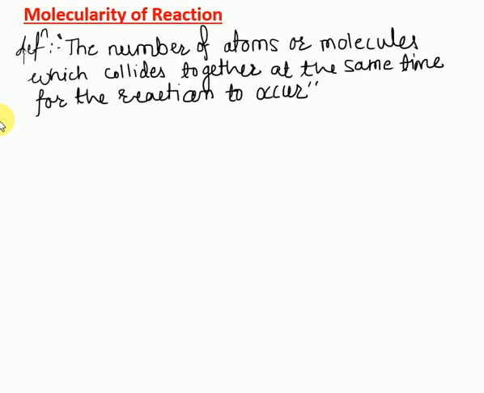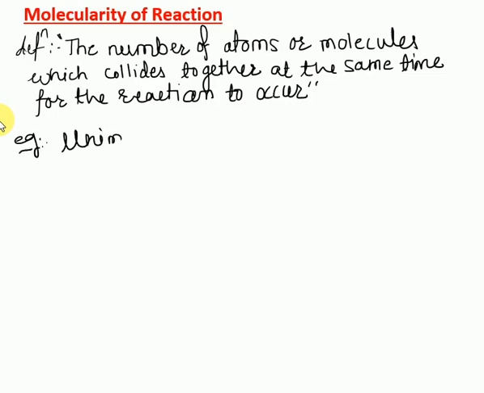Reactions are classified in terms of molecularity as unimolecular. If only one molecule is involved in the reaction, then it will be unimolecular. Then bimolecular if two molecules are taking part in the reaction, and termolecular if three molecules are taking part in the reaction. According to that, the reactions are classified. Let us see some examples.